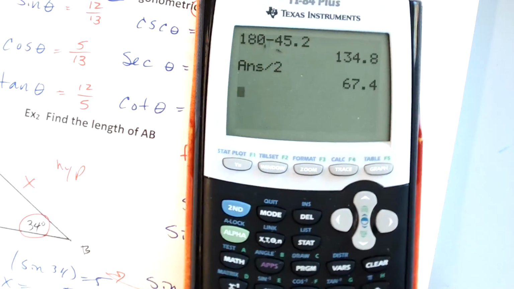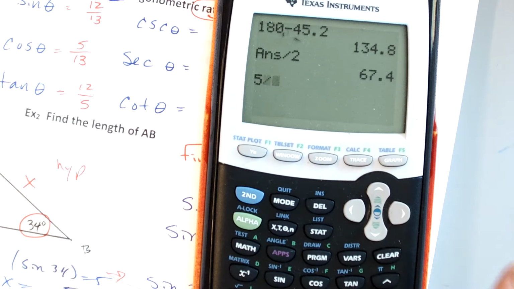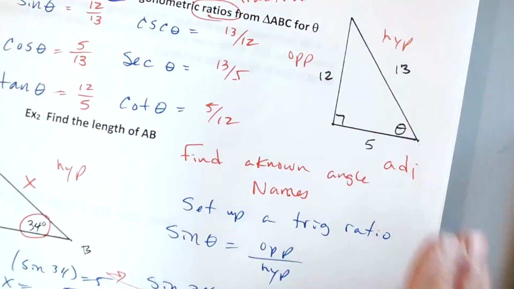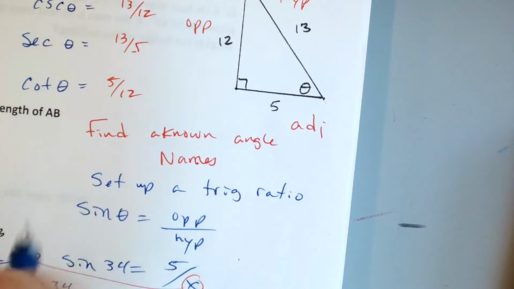So then I'm just going to type it in: 5 divided by sine of 34. Your phones will do these, but it's a little bit harder on your phones. And I get about 8.9. Does that answer make sense? Does 8.9 make sense?